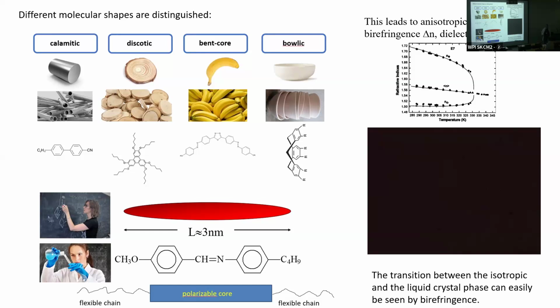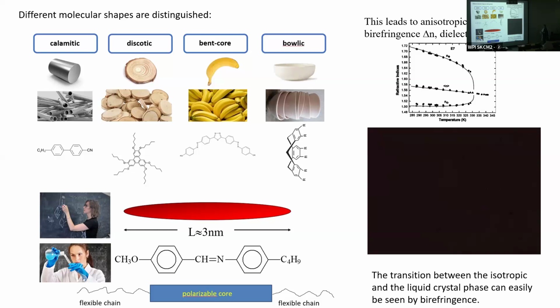Okay, so but we have elongated systems that are partially ordered, and this leads to anisotropic properties like birefringence or dielectric anisotropy, or viscosity and elasticity and all sorts of things. So here is shown the refractive index as a function of temperature. In the crystalline state, you have an extraordinary refractive index and you have an ordinary refractive index. And these become equivalent when you come to the isotropic liquid, which then just has one refractive index.